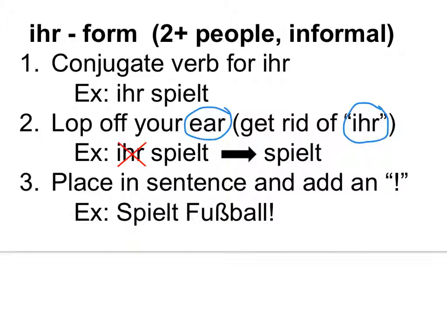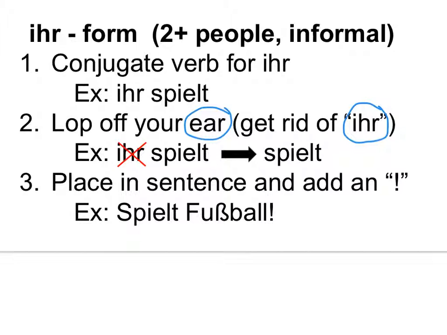So the easiest way to think of this is that when you do the command form, you dust off your ears. That way you've got them all in one concept. So you've got the du you're getting rid of, and you've got the ihr that you're getting rid of. So that means you've conjugated and you got ihr spielt. You lop off your ears, so now you've just got spielt. And now your new command form is spielt Fußball. Make sense? Yeah? Nein? Vielleicht? Maybe? Jein? Yeah.